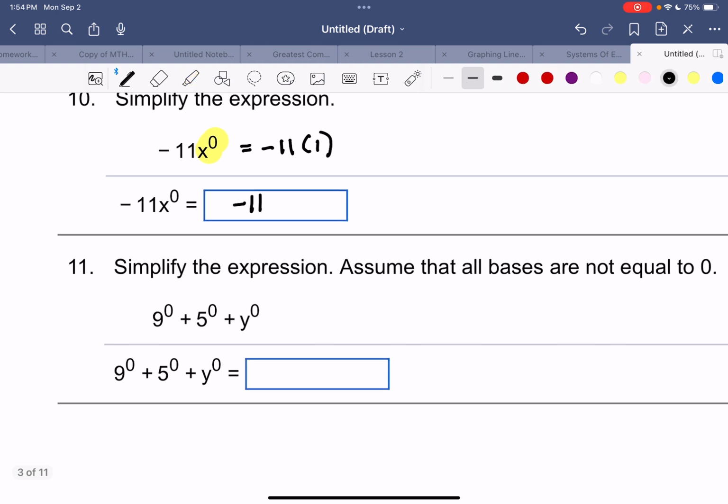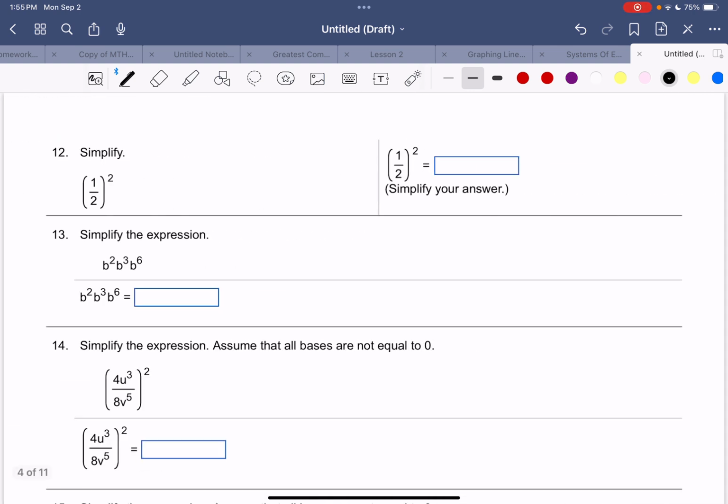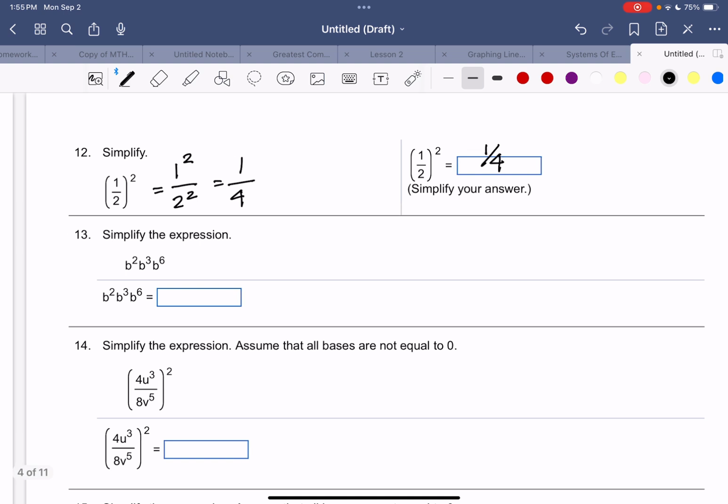Number 11. Anything to the 0 is a 1, so that's 9 to the 0 is 1, plus 5 to the 0 is 1, plus y to the 0 is 1. The answer to that is 3. Number 12. Raise the numerator, 1 to the 2 over 2 to the 2. That's going to be 1 times 1 and 2 times 2. My final answer is 1/4.